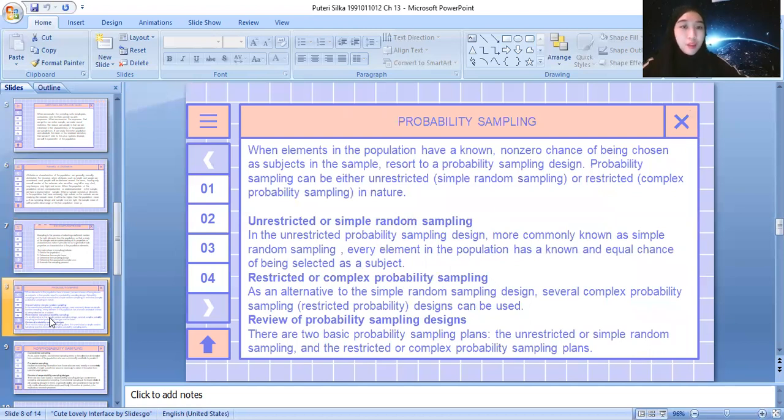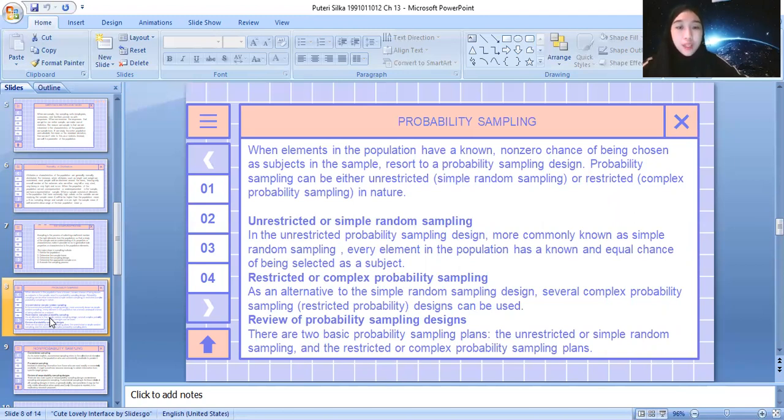Probability sampling. When elements in the population have a non-zero chance of being chosen as subjects in the sample, we resort to a probability sampling design. Probability sampling can be either unrestricted, simple random sampling, or restricted, complex probability sampling in nature. Unrestricted or simple random sampling. In the unrestricted probability sampling design, more commonly known as simple random sampling, every element in the population has a known and equal chance of being selected as a subject.